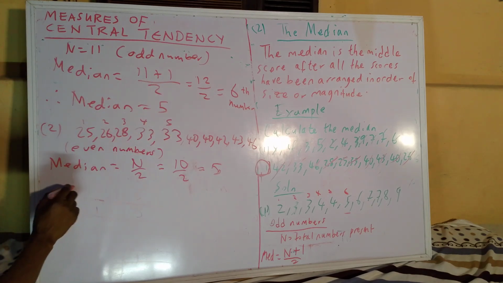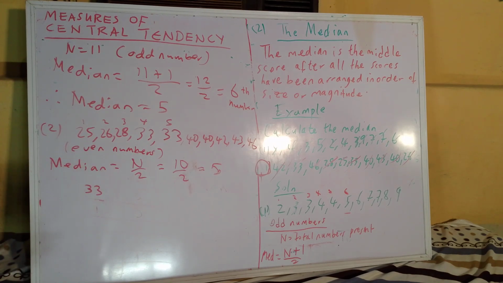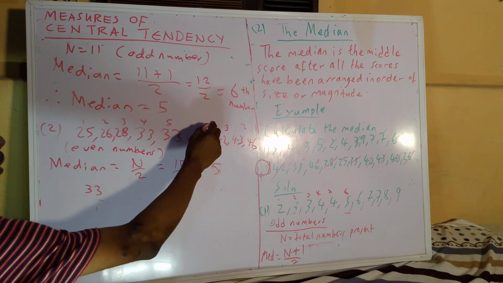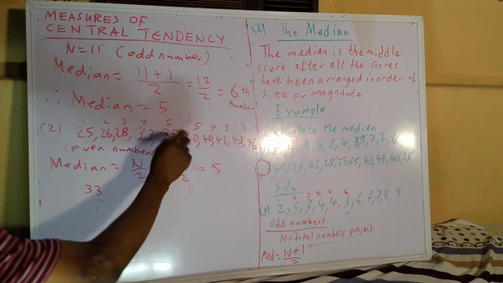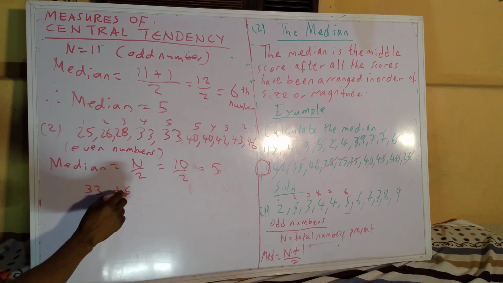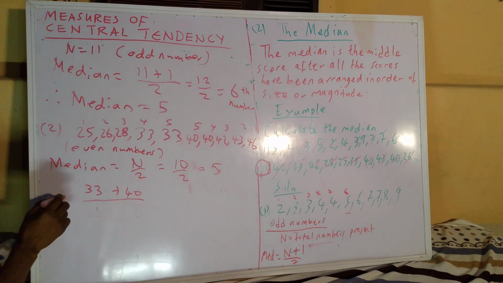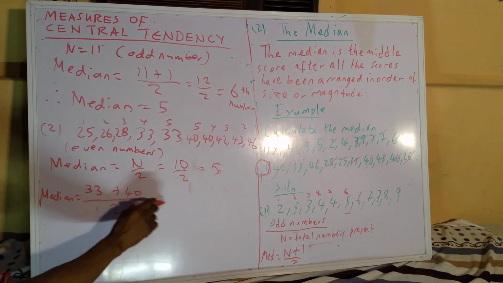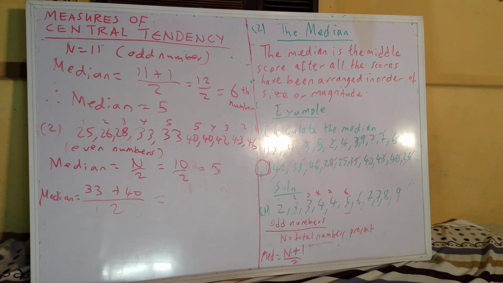You got 33. That's the number if you count from the left. Then from the right, 1, 2, 3, 4, 5. Yes, that's the second 5. So you pick the two of them. That's 40. Then you find the mean. That'll be your median. So the median is equal to this plus this divided by 2. You find their mean for even numbers.